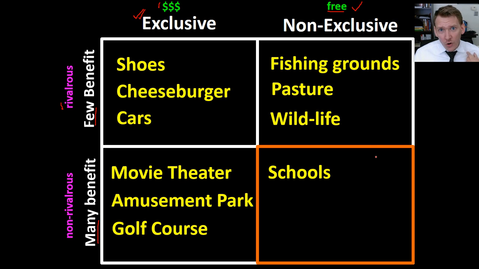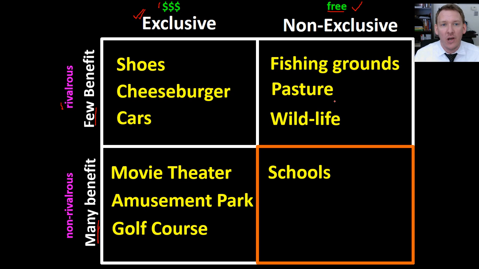And when I go to school, do I use it all up? No. When you go to school, do you use it up? No. We can put thousands of kids in the school, and they do not use up all of the education and the benefits of that school. So it is non-rivalrous. It benefits many. So you've got something that's non-exclusive, it's free, and many people can use it at the same time. That is a public good.